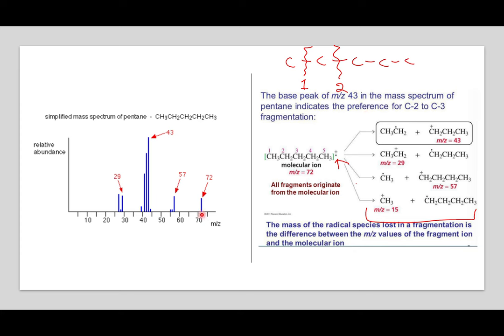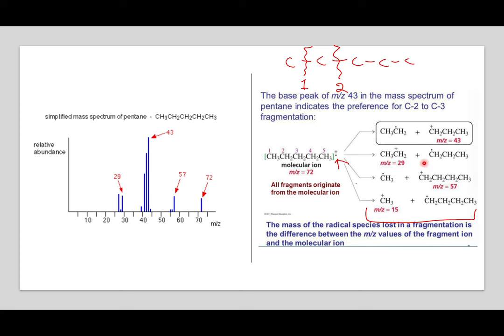Thank you. All right. So, 72 is the molecular ion peak. 57 would be the next one, right? That would be the butyl ion. 43 would be the propyl ion itself. And we're going to have 29, which is the ethyl.